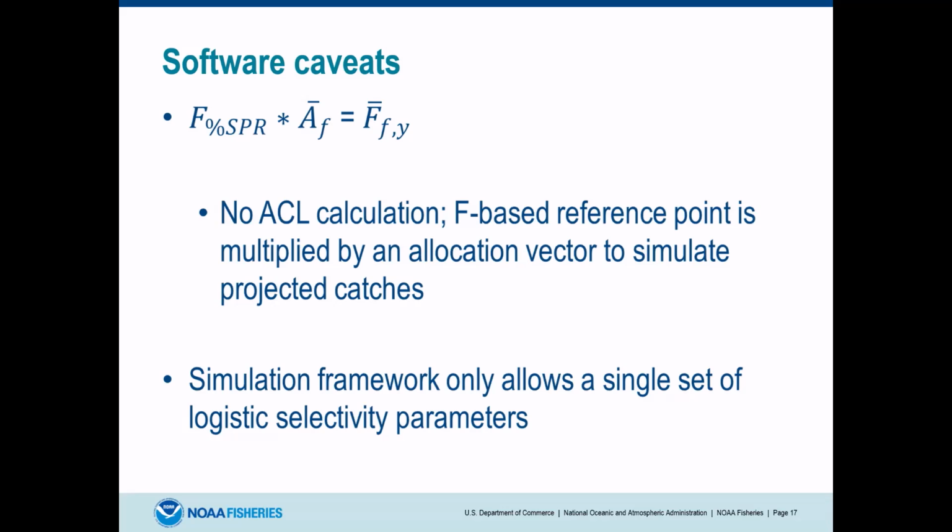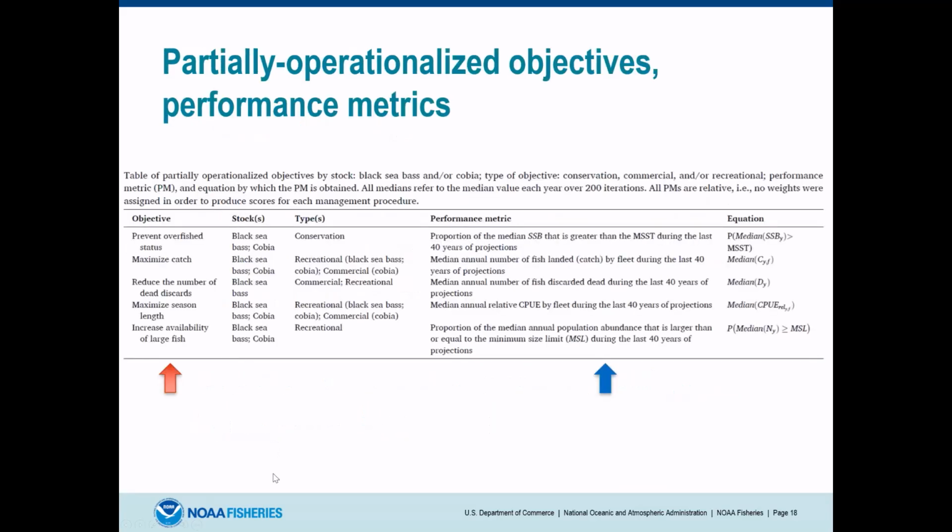And so essentially we assume equal selectivity, which is another reason it's important to look at both the 11-inch size limit and the 13-inch size limit in terms of our reference grid here. As far as our objectives, because we were pursuing an intermediate MSE without iterative feedback, we had to interpret and what I call partially operationalize the objectives, such that we had objectives to measure the simulation testing against and could come up with some performance metrics that made sense.